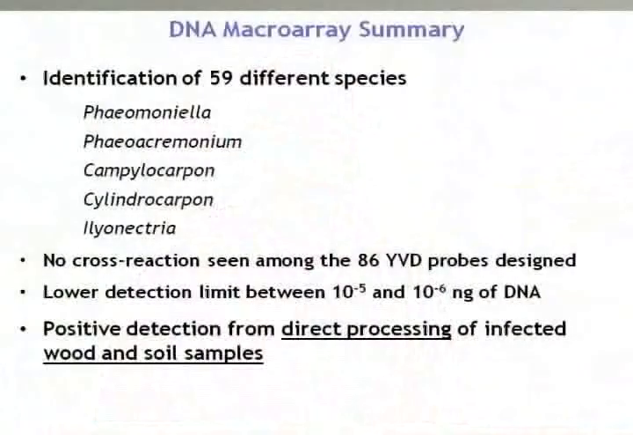And we're going to sum it up a little bit, just to say that 59 different species are able to be identified with the membrane. These include Phaeomoniella, Phaeoacremonium, Campylocarpon, Cylindrocarpon, Neonectria, all the Esca and the Blackfoot pathogens that are involved in young vine decline. There's no cross-reaction between any of the probes that we designed and tested, nice and clean, and good separation between the species. And we have a lower detection limit, down to 10 to the minus 6 nanograms, or femtogram amounts of DNA.